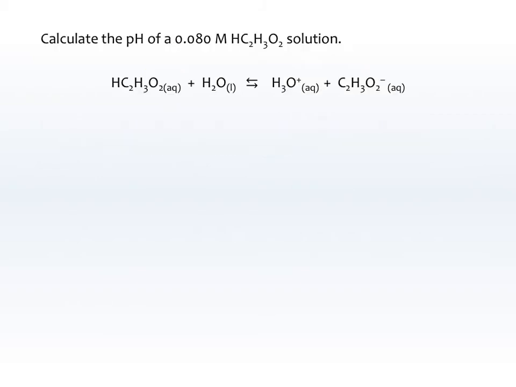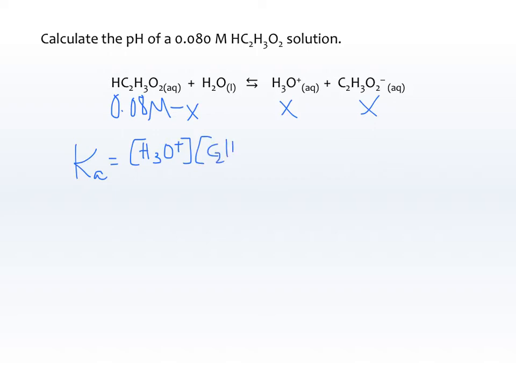Alright, the first thing we're going to do is calculate the pH of a 0.08 molar acetic acid solution. And this is just a weak acid problem from our previous acids and bases unit. We have a 0.08 molar solution here, and that's going to lose some amount X, while H3O+ and the acetate ion each gain X. We have a Ka expression: H3O+ times C2H3O2- divided by HC2H3O2. Remember to ignore water completely because it's a pure liquid and liquids don't count.